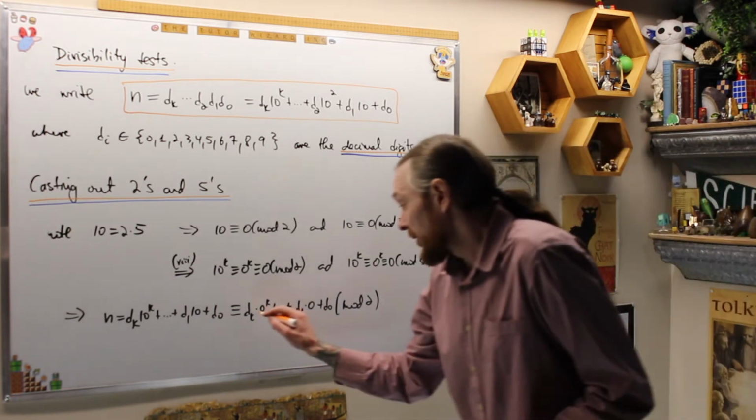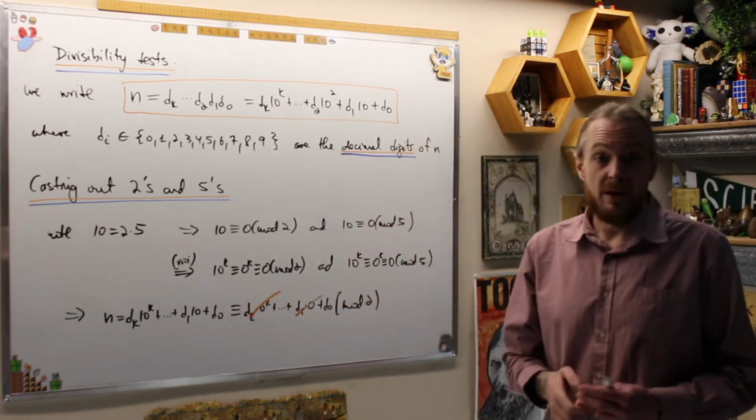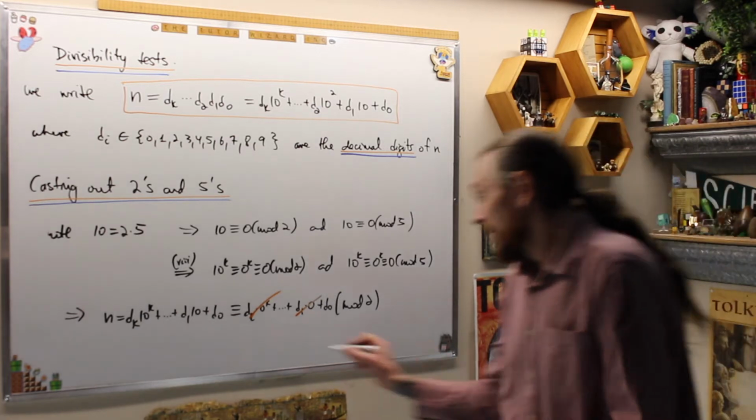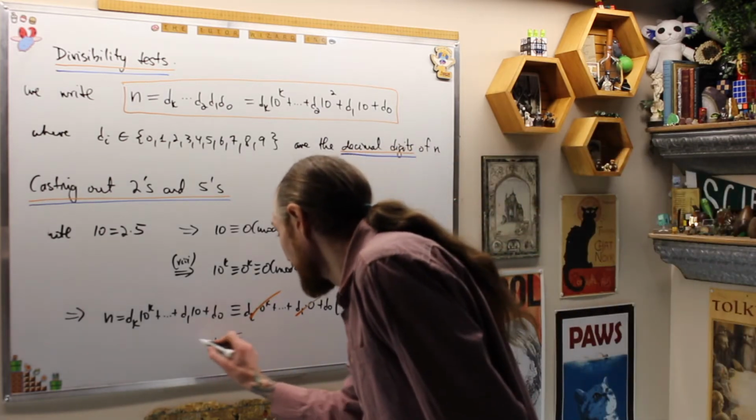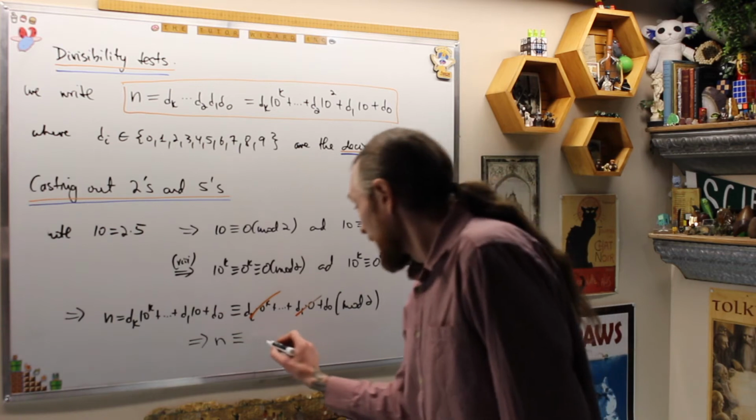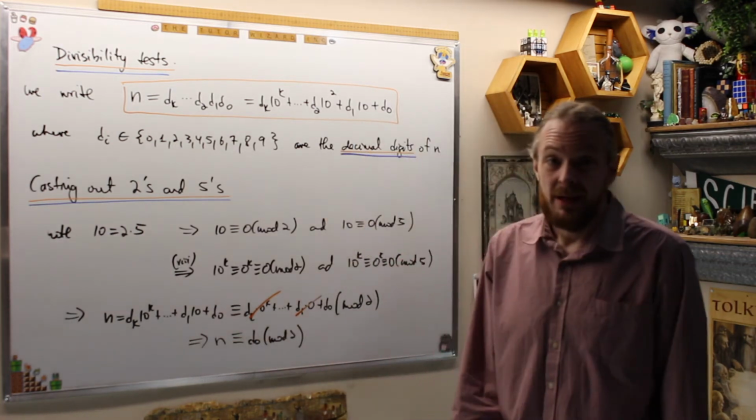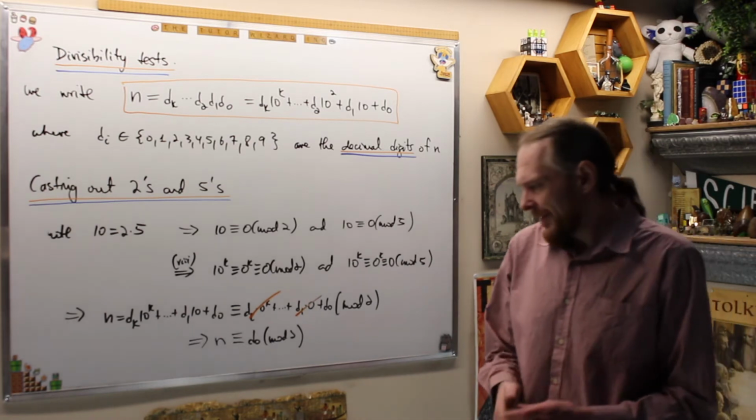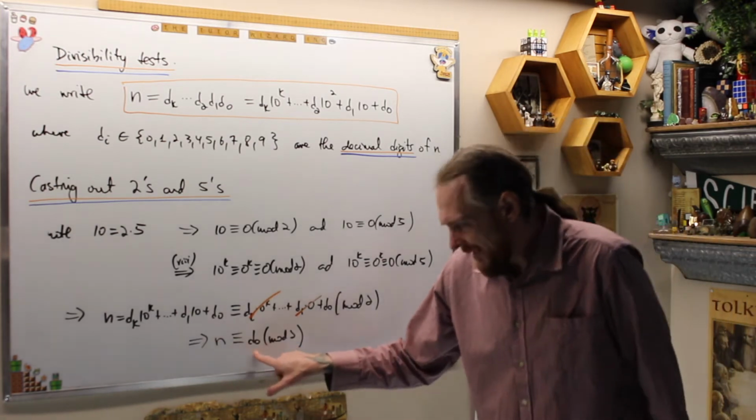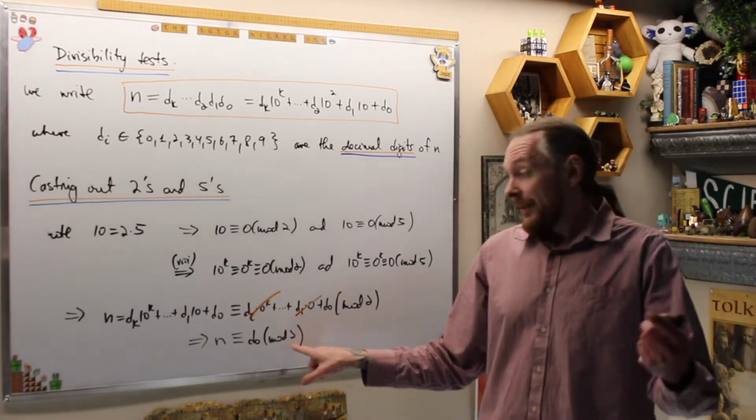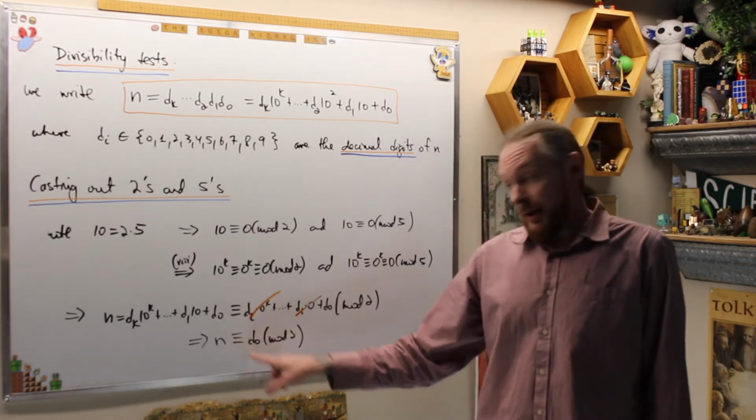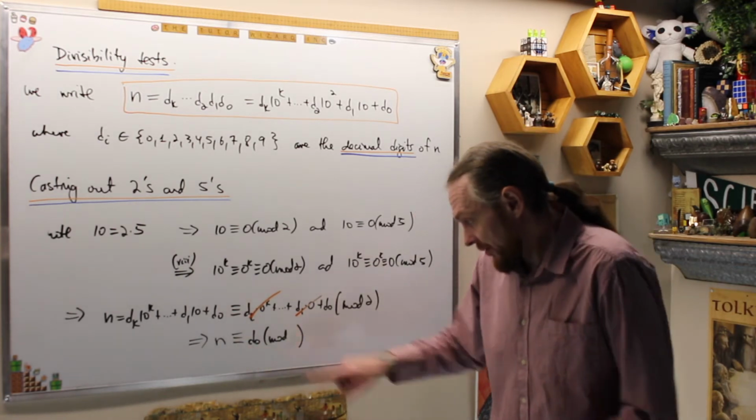Therefore, all of these are going to go away. We can cross them all off. And I'm going to get that n is congruent to d_0 modulo 2. What does that say? What's our original definition? A is congruent to B modulo M if and only if A and B leave the same remainder when I divide by M. Here M is 2. That's a 2er.